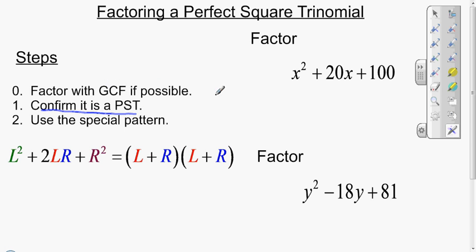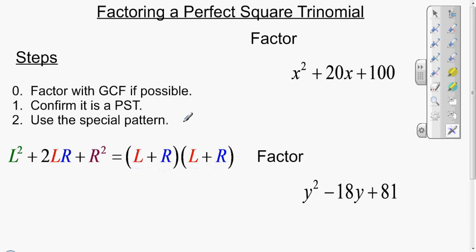That's where I'm going to show that it lives up to this model of L squared plus 2LR plus R squared. Then it says use the special pattern to write the factoring. The special pattern is just the quantity of the sum of the square roots times the quantity of the sum of the square roots. And it makes sense, because if I'm getting a perfect square trinomial, I'm actually writing something times itself, which means I'm squaring it.